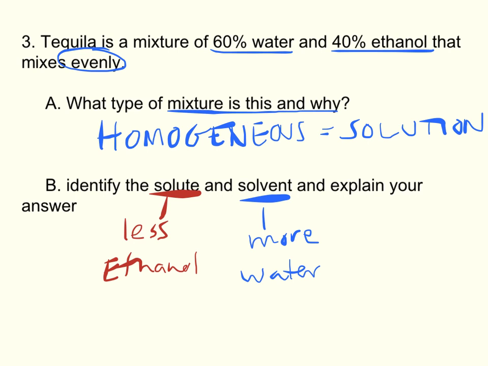It does not matter if a substance is a solid, a liquid, or a gas. Whatever you have more of is considered the solvent. You can only have one solvent, but you can have many solutes. But whatever you have most of is considered the solvent.